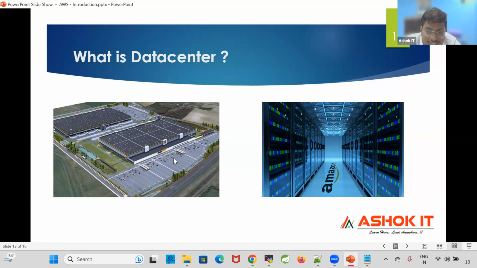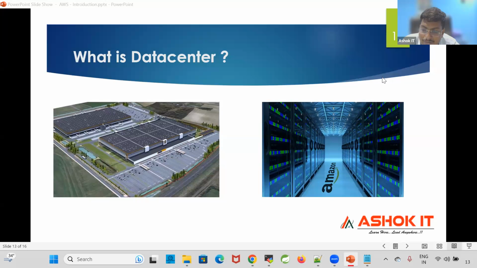In these data centers, they have the computers, they have servers, they have databases, they have security, network, power. AWS will take care of everything. You just need to use the infrastructure from AWS. You pay the rent for using their infrastructure. So AWS will maintain the infrastructure in a building. That building is called a data center. Are you guys clear with my point?